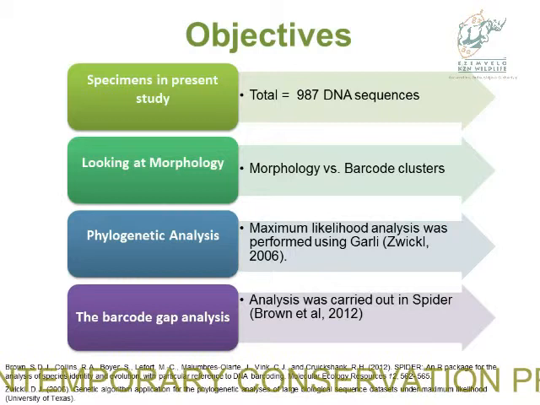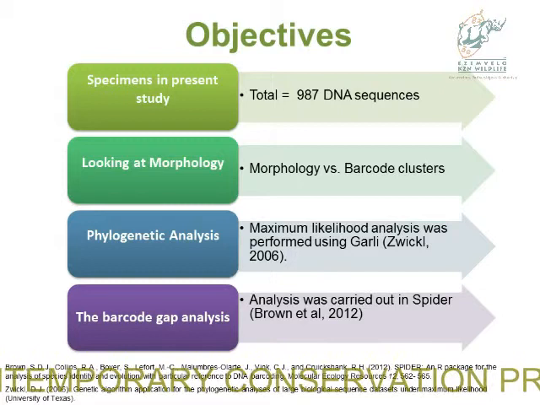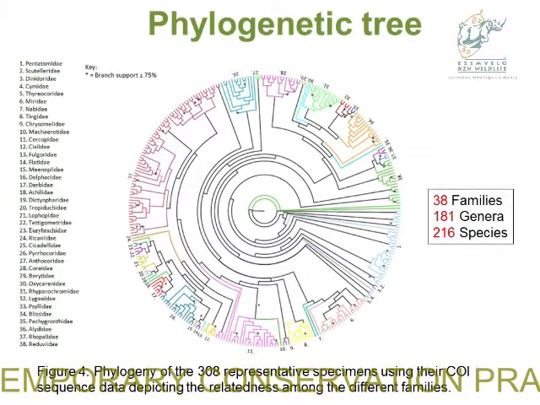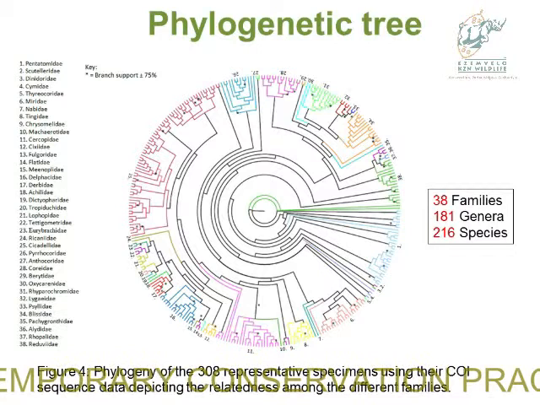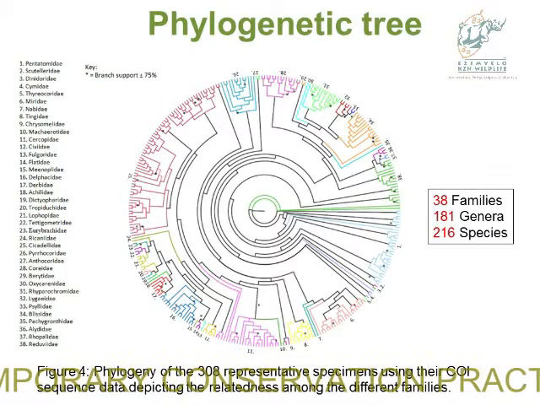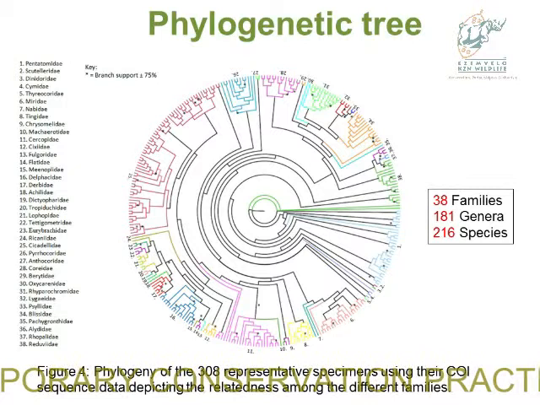Thirdly, phylogenetic analysis was done to see whether the CO1 marker was efficient enough for Hemiptera, and the barcode analysis was carried out on spider. So this is my CO1. We found that there were 38 families present in my whole data set, with a total of 181 genera and 216 species. I'm not going to go into too much detail about this, but it showed that the CO1 marker was in fact successful when trying to differentiate among the families rather than below the species level. So I'm going to get to this now.